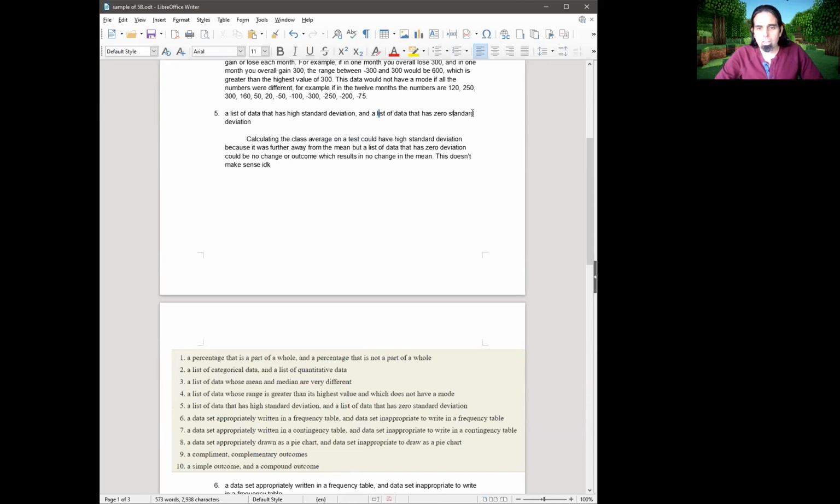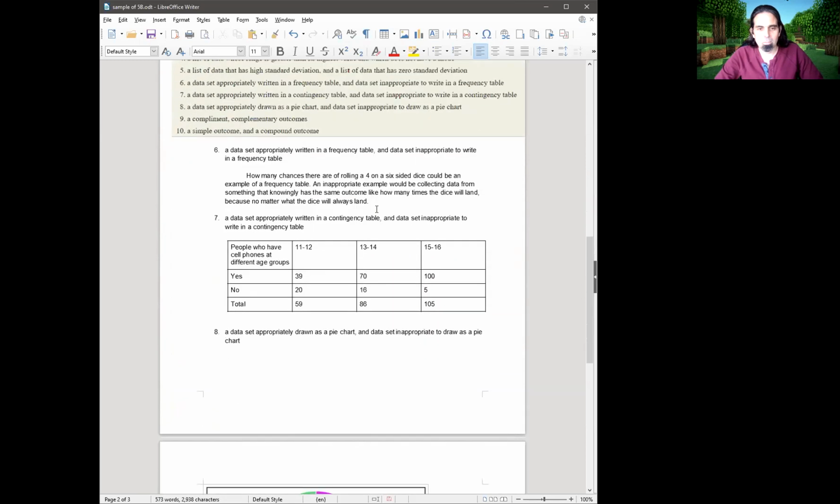A list of data with 0 standard deviation. Yes, there's no change. Everyone gets exactly the same test score. So everyone in my family is exactly 5 feet tall. The standard deviation is 0. We are all the same as our average height. That's not true, but anyway, that's me.